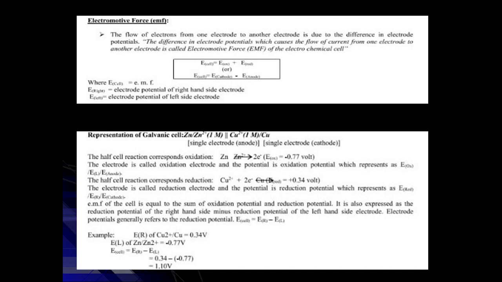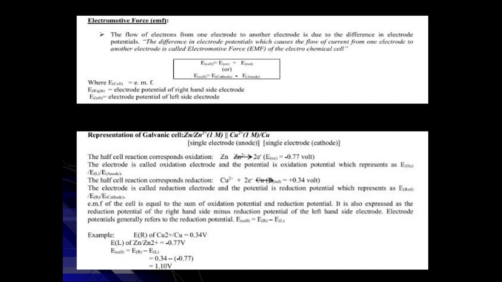The half cell reaction corresponds to reduction. Cu2+ plus 2 electrons gives rise to Cu. Here the E value is 0.34 volts. The electrode is called the reduction electrode and the potential is the reduction potential, which is represented as E reduction or E right half cell or E cathode. Then EMF of the cell is equal to the sum of the oxidation potential and reduction potential. It is also expressed as the reduction potential of the right hand side electrode minus the reduction potential of the left hand side electrode.